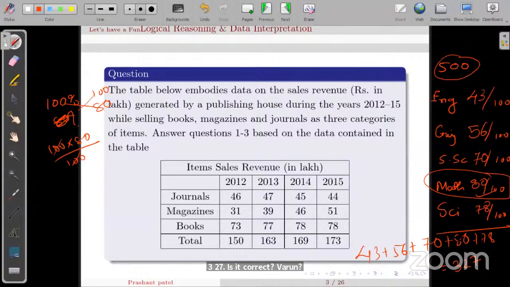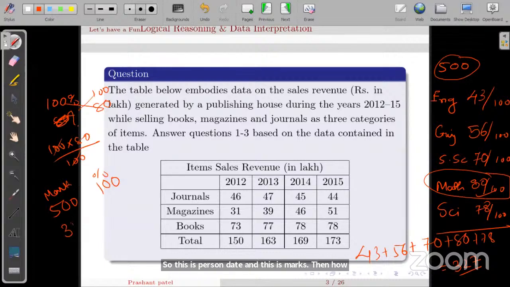Whole total is 327. So you have to find out. See, if you get 500 marks, then you have 100 percentage. So this is percentage and this is marks. Then how many marks will you get? 327. Then how many percentage will you have?